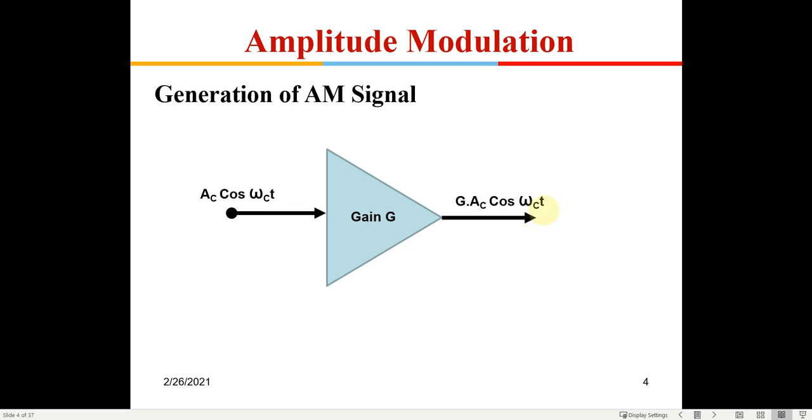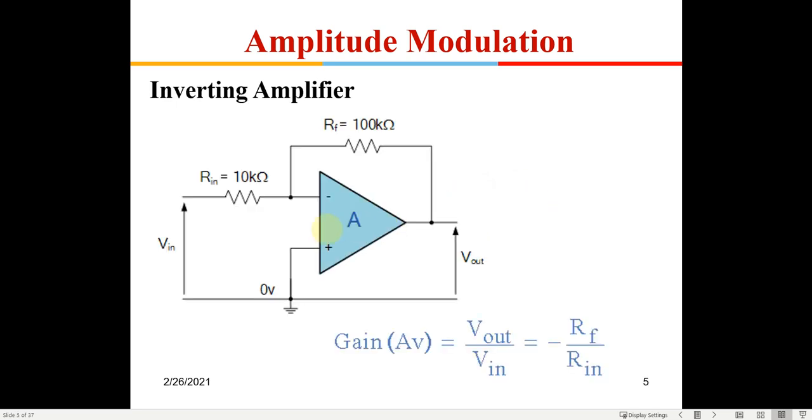So what I want to do is generate an AM signal. I can make G a function of the modulating signal. So if I make G proportional to my modulating signal, the amplitude of the carrier will change accordingly.